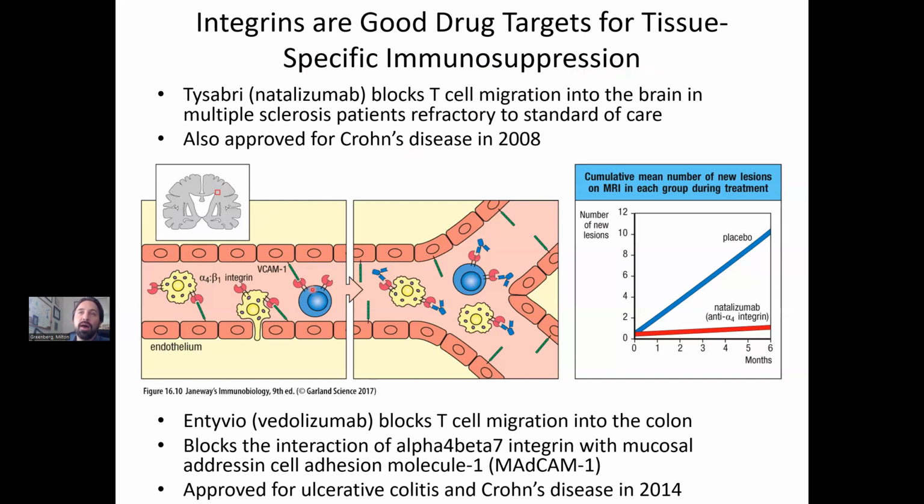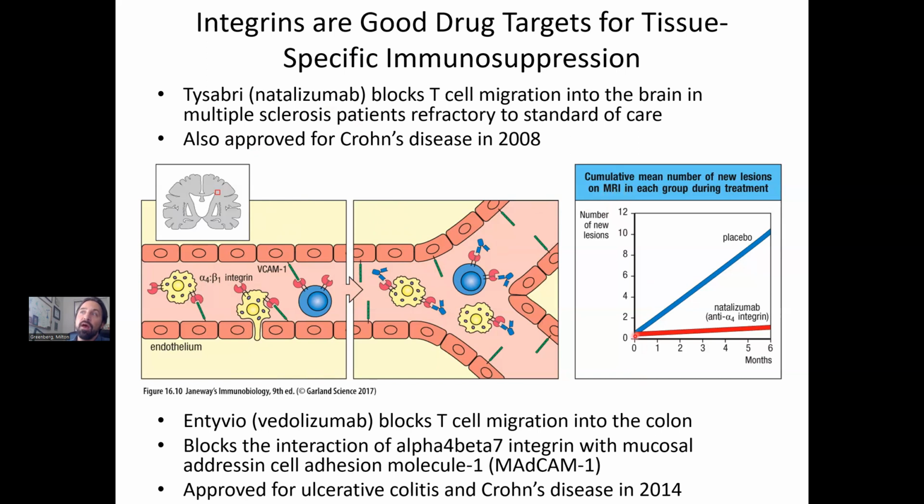The first drug identified here is natalizumab, brand name Tysabri, and it works by preventing immune cells from migrating into the tissues. Normally, the alpha-4 beta-1 integrin will bind to the vascular cell adhesion molecule, VCAM, and that helps T cells and other immune cells migrate into the brain or even into the gut. If you block these integrins with a therapeutic monoclonal antibody, natalizumab binds to the integrins, the integrins are no longer able to bind to the cell adhesion molecule, and therefore you don't get immune cell migration into the brain.